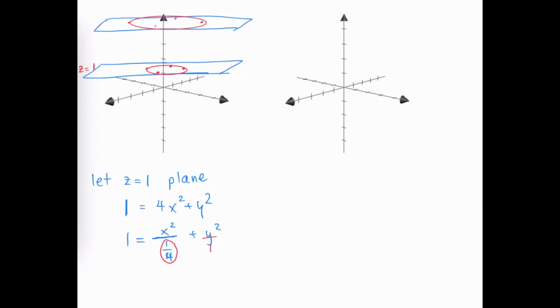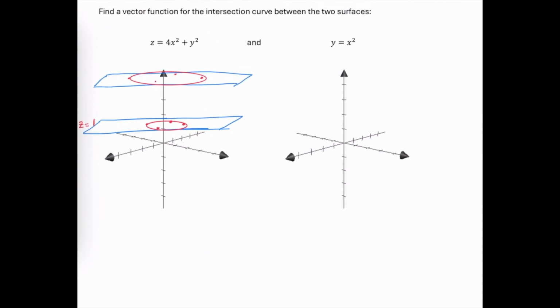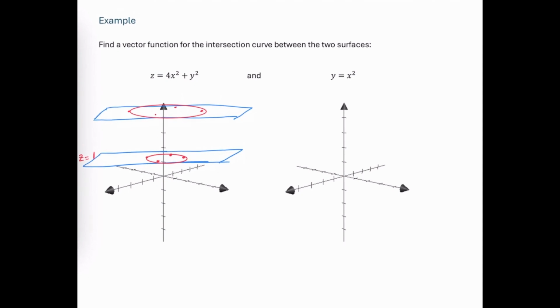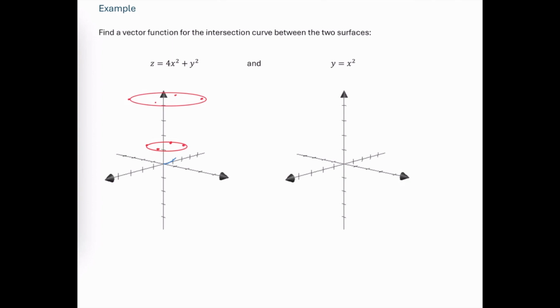So we could keep doing this, slicing with different z-planes, but I can already see the pattern is that I'm getting ellipses in these planes as I slice this quadric surface. So let's connect these ellipses, and what we're going to end up with is an elliptical paraboloid as our quadric surface that's coming up like this.